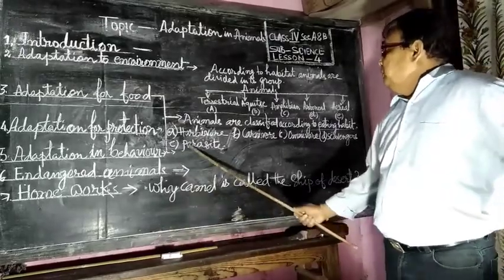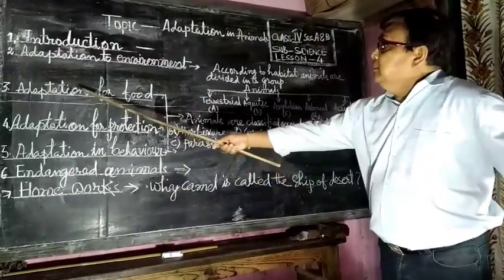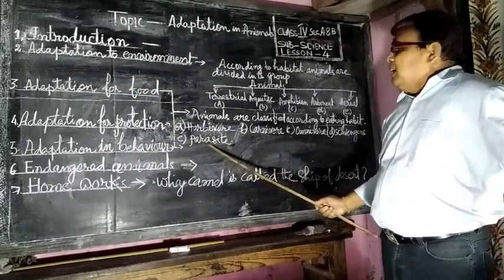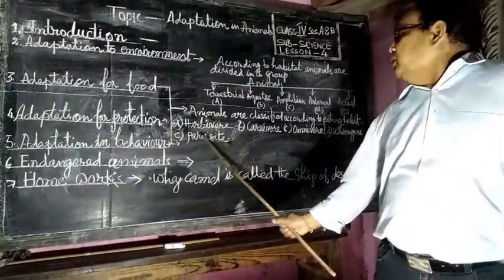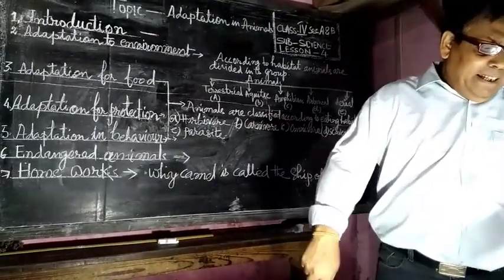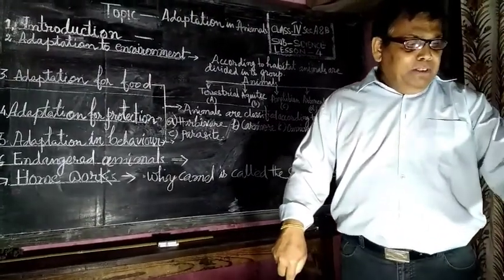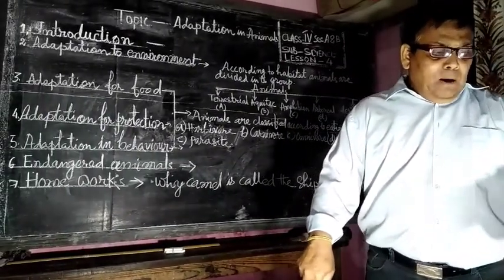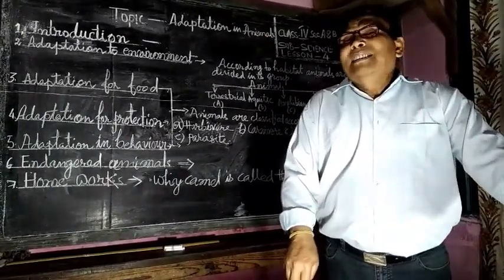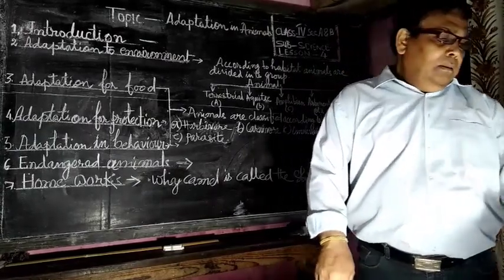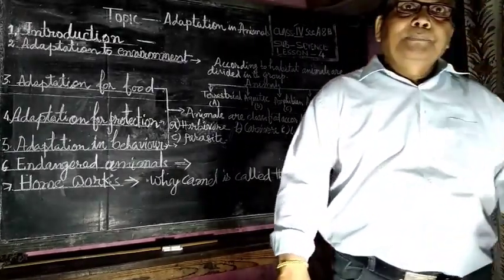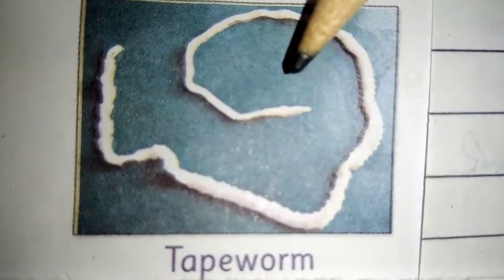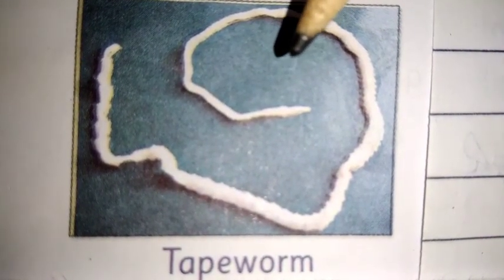Our last point in adaptation for food is the parasite. We are going to discuss the parasite. Animals that get their food from other living organisms are called parasites. For example, tapeworm, roundworm, etc. are parasites. This is the picture of a tapeworm. It is a parasite. It takes its food from our body, that is, from the host.